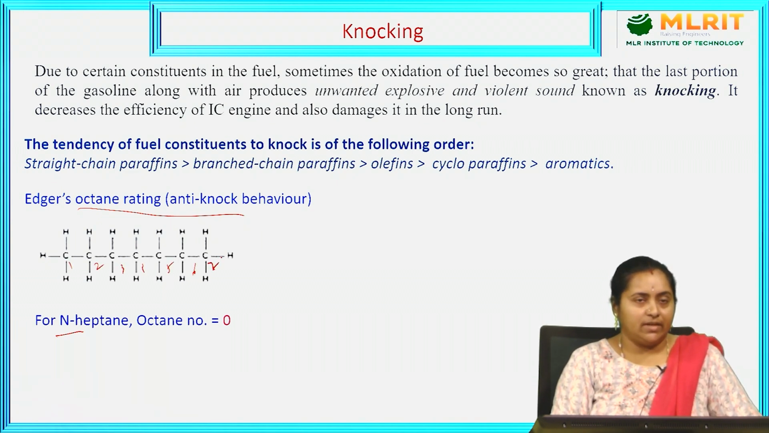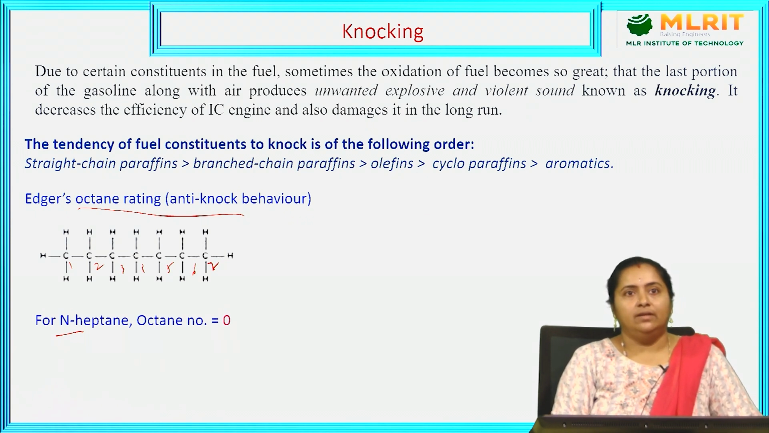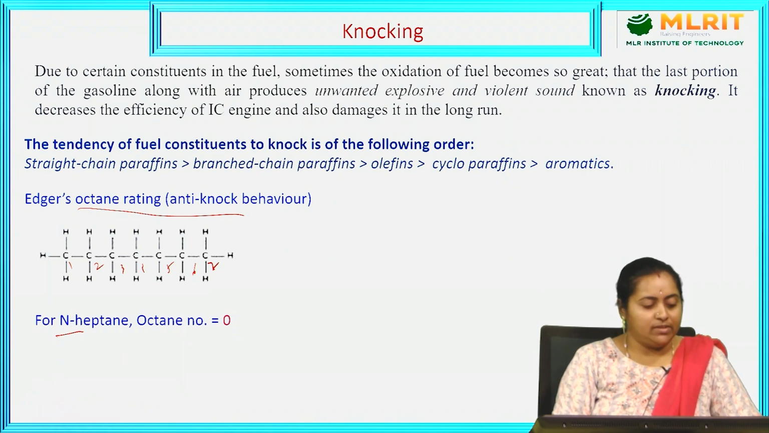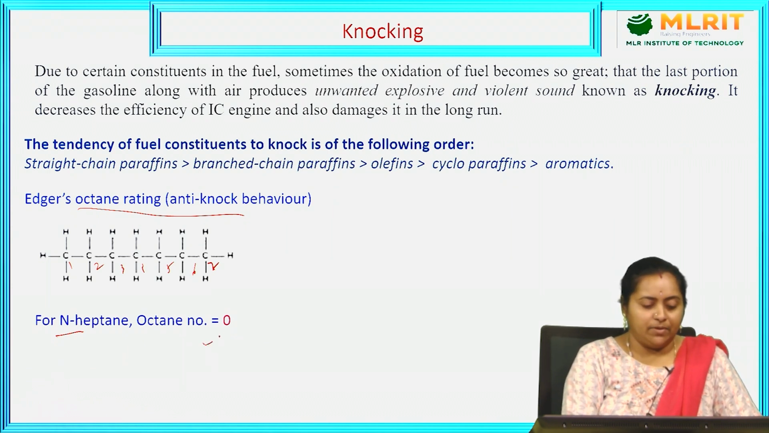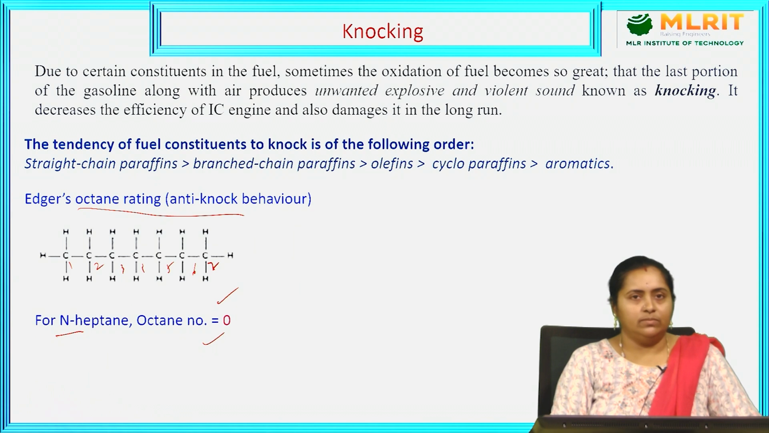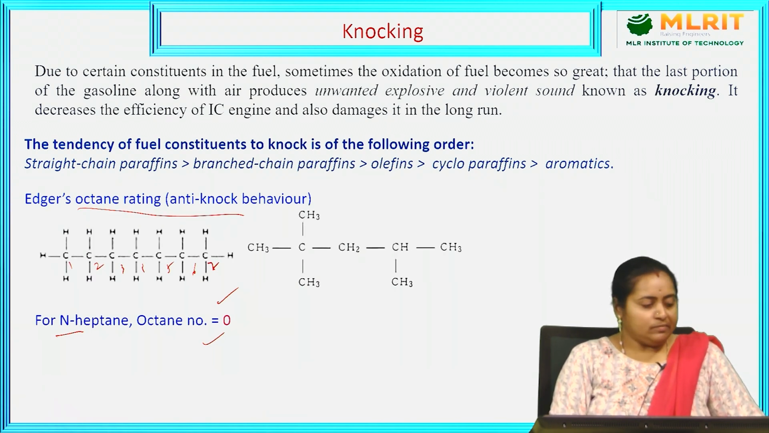It has 7 carbons, and N represents that all the bonds present between the carbons are single bonds or sigma bonds. This is what we call the structure of N-heptane, and it possesses an octane number that is equal to 0.